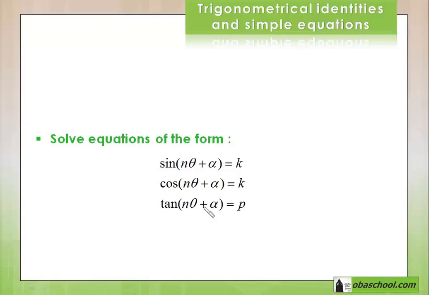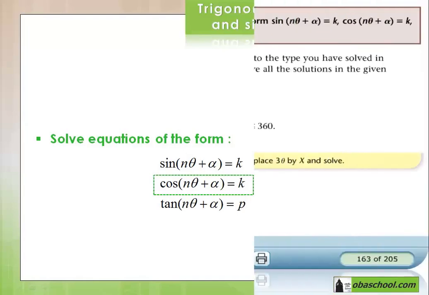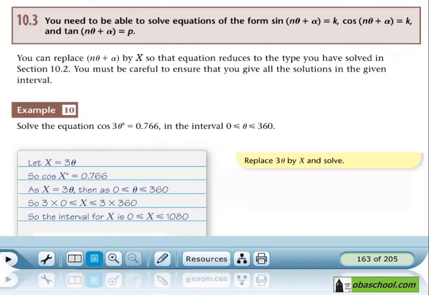In this tutorial, we will take the form cosine of n theta plus alpha equals k. Look at the description. We can replace the value n theta plus alpha, which is found in all the trigonometric ratios, by x, so that the equation reduces to the type we have solved previously. In other words, we forget that we have n theta plus alpha. We substitute it with x, thus the form will be sine x equals k, which we already worked with previously. You must be careful to ensure that you give all the solutions in the given interval.